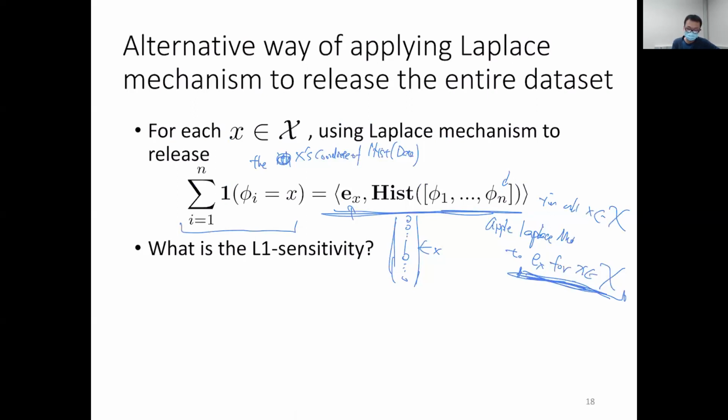Exactly, it's still 1, because this picks out one coordinate of this histogram, and adding or removing one individual can only affect one of the coordinates in the histogram. Therefore, releasing the whole thing satisfies the L1 sensitivity of 1. So adding Laplace noise to every coordinate of this histogram will give us a sanitized summary of the entire data set, and later we can make use of it to output answers to other queries.